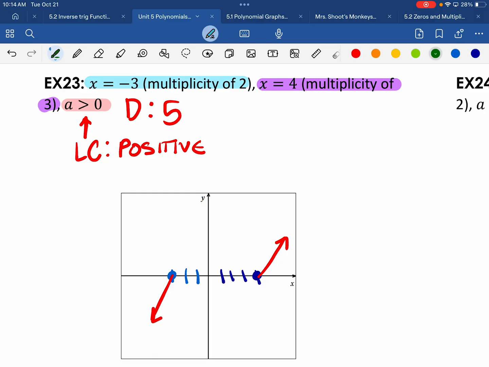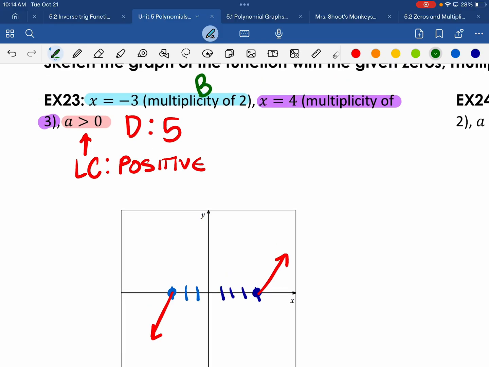Now I just have to figure out my bouncing and my crossing. So at -3, am I going to bounce or am I going to cross? Bounce, because the multiplicity is 2. So I'm going to bounce there, and then I'm going to hit at 4, and then what should you be doing at 4? Crossing, which makes sense because that matches up with your end behavior.